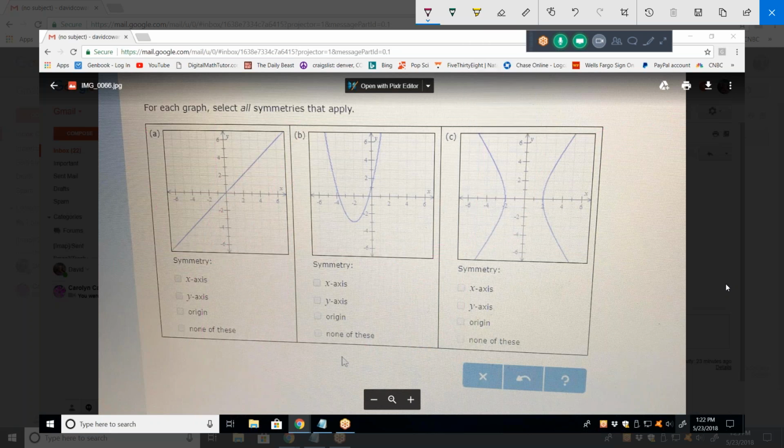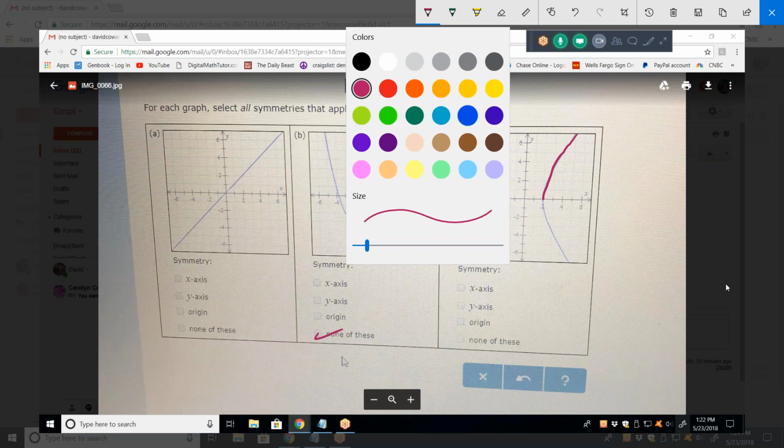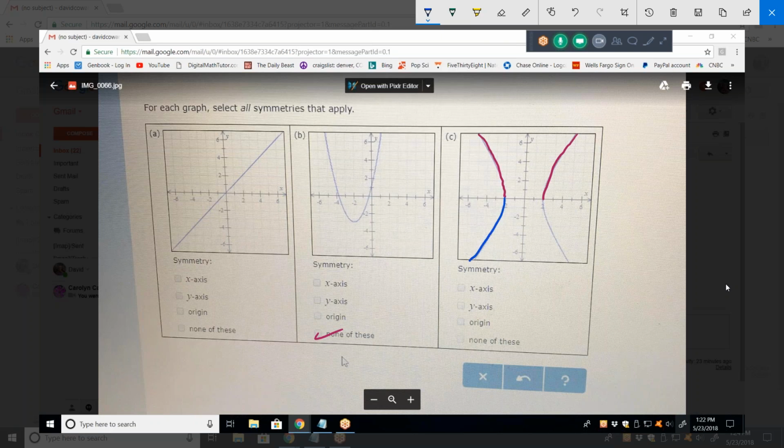So now on B. Symmetrical about x? No. Y? No. Origin? I don't think so. None of those. Number C. Symmetrical about x? I'd say no. Well, here's what we need to do to determine whether it's symmetrical about x. We need to take everything above the x-axis and reflect it over the x-axis, so it looks the same. This is what you get when you reflect it over the x-axis. And since that is what we started with, yes, it does have symmetry about the x-axis.